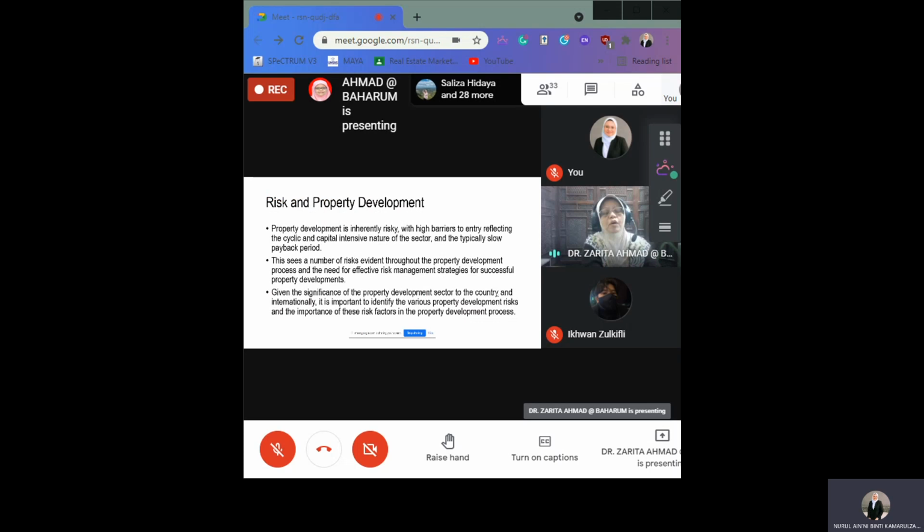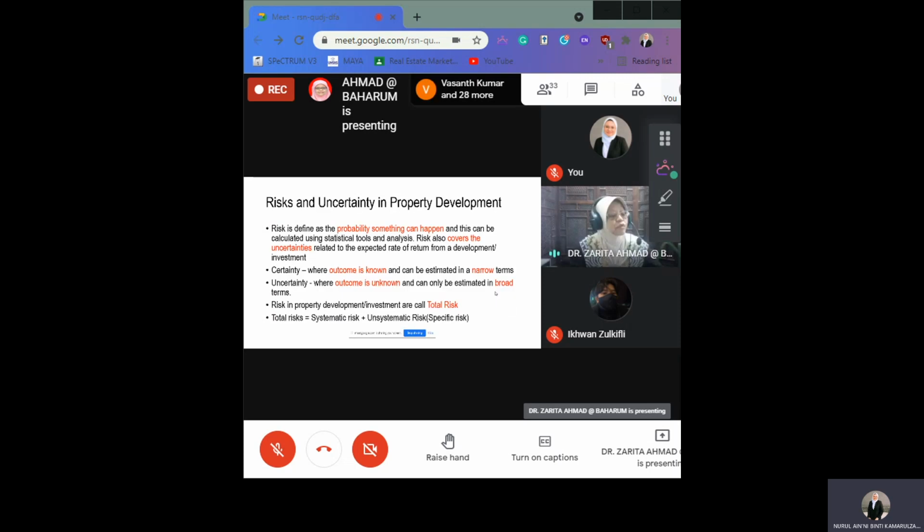So when you're looking at property development, it's always closely related with risk. Don't get me wrong. When you are looking at risk and property development, there are a few terminologies that are important. One is you need to be able to define what is risk. You've got risk, you've got certainty, you've got uncertainty.